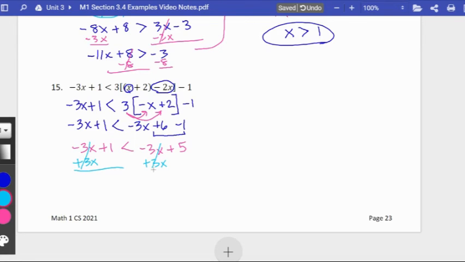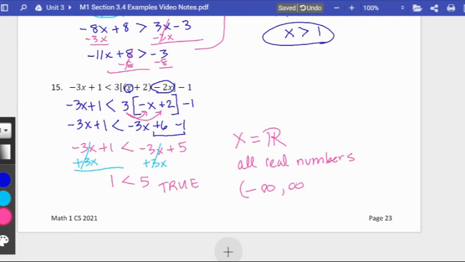Oh, the x's are gone. And I have 1 is less than 5. And that is true all day long. So since that is true, that tells us that any number would work for x. So the solution is x is all real numbers, or you could say all real numbers. We could even write it in interval notation that way.